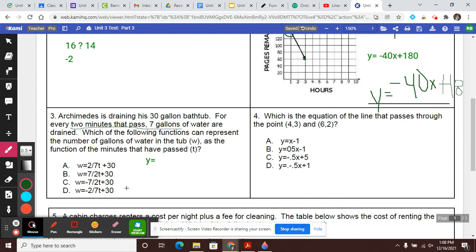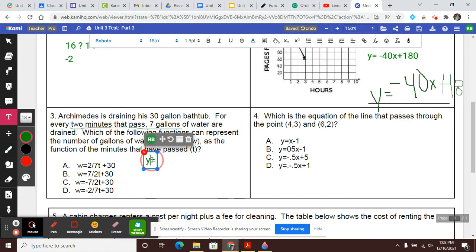That means I'm going down 7 gallons in 2 minutes. So we'll go ahead and click on this. I'm going to add to it. So that's going to have to be a fraction, because we always do time at the bottom. So that's why I do this, the gallons at the top. So we're saying going down 7 gallons every 2 minutes. That's my slope.